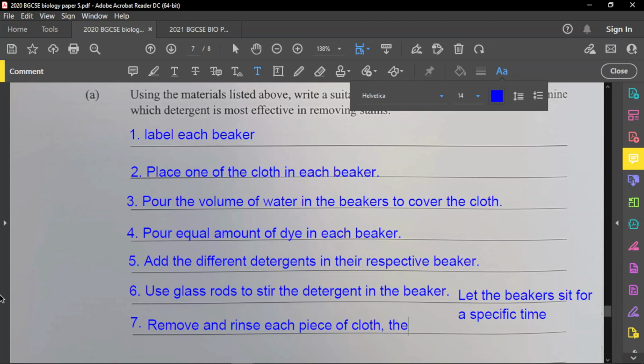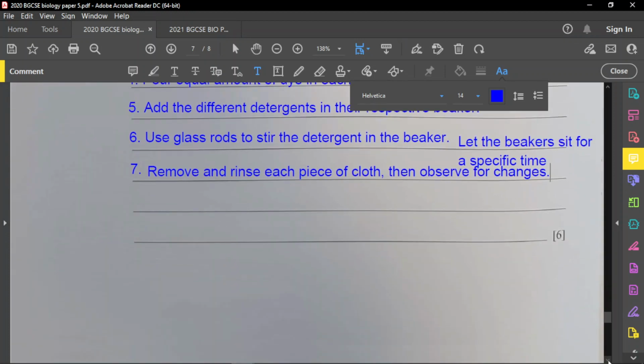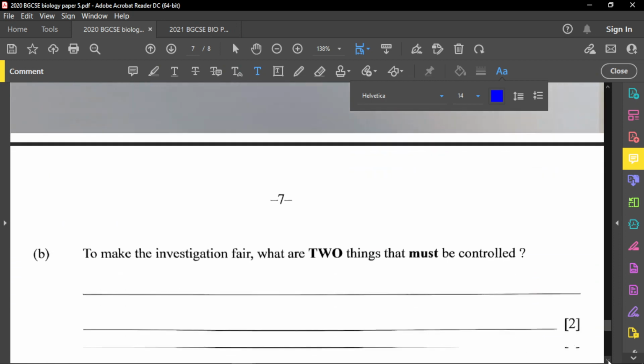And then observe for any difference. Okay, so observe for changes. Yeah, so pretty much that's what you're going to do right there. That's 7 steps. All right, so cool. And that's for 6 marks. 7 steps for 6 marks, so we're good.